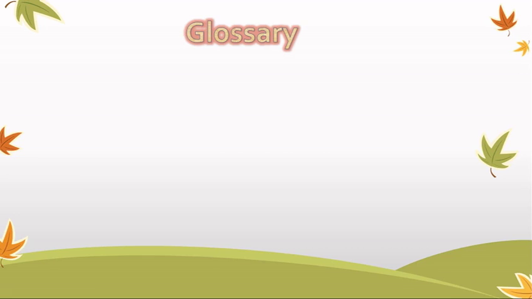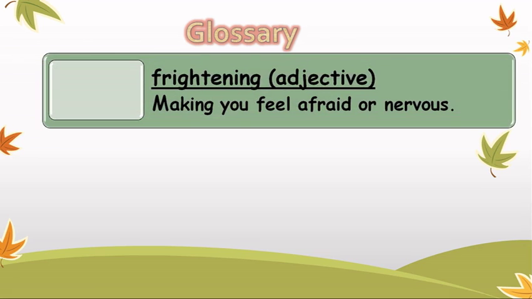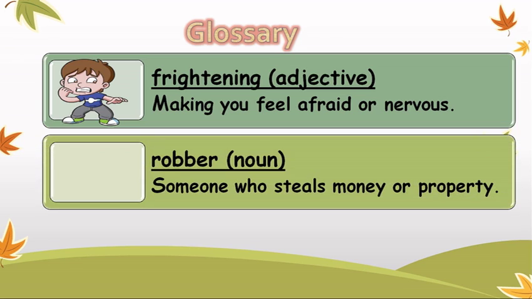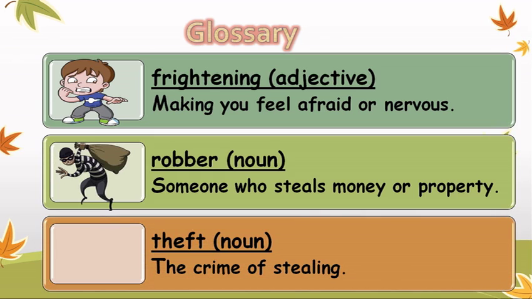Turn please your activity book to the glossaries to page 67 and let's read the meaning of these new words. Frightening means making you feel afraid or nervous. And this word is an adjective. Let's look at word number 2. Robber is a noun. Someone who steals money or property. This is a robber. 3. Theft is a noun. It's the crime of stealing.